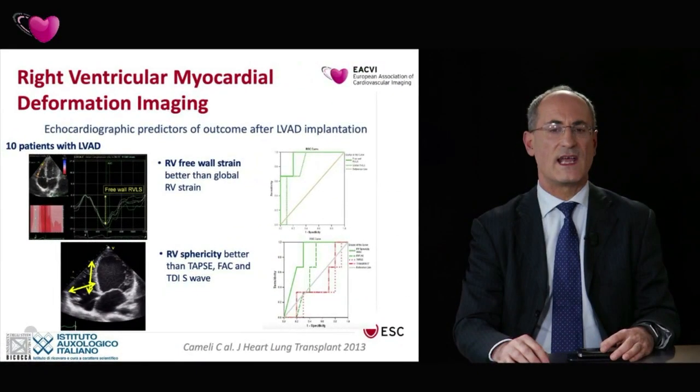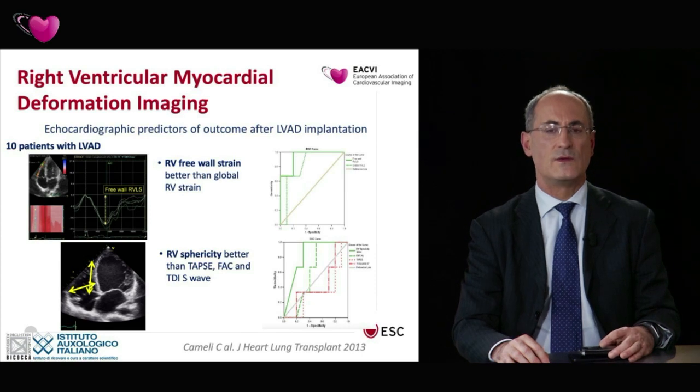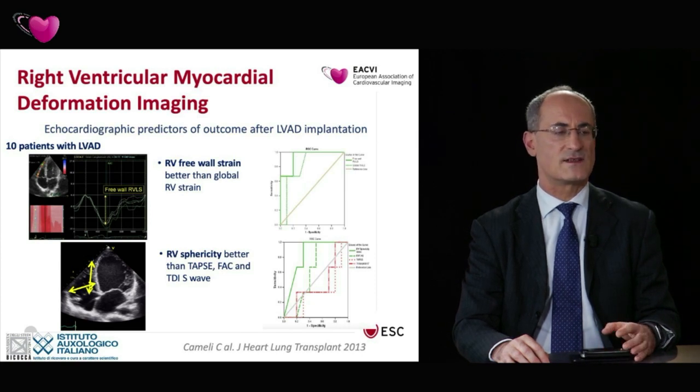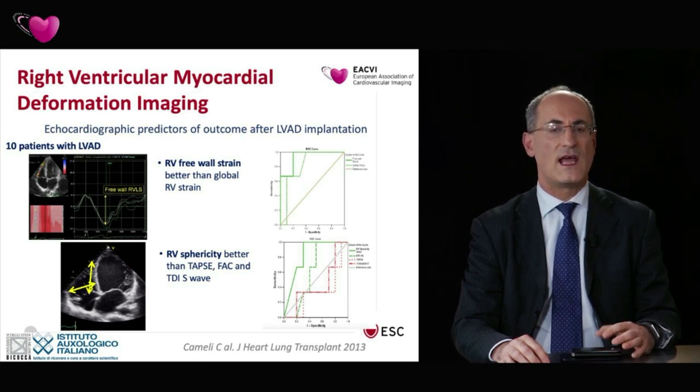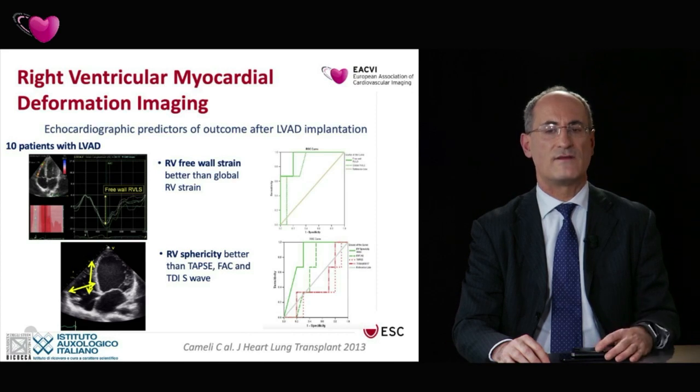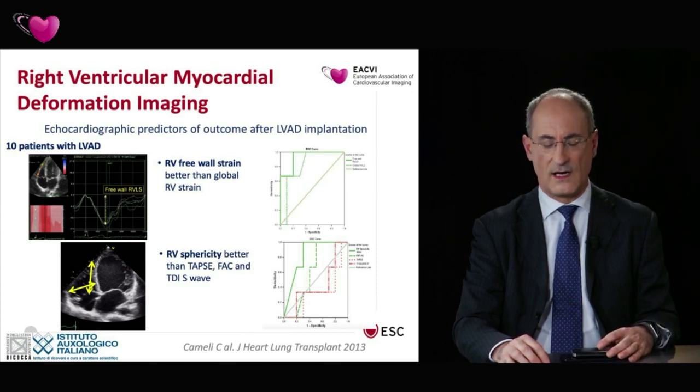Another very interesting area of use of right ventricular strain is in the selection of patients for the implantation of the VAD. You know that one of the most catastrophic events after the implantation of the VAD is the failure of the right ventricle, and this is a very difficult task for the clinicians. This study by the group of Matteo Camelli in Siena showed that the right ventricular free wall strain is better than the global right ventricular strain, and also the sphericity, the shape of the right ventricle, are high predictors of outcome.